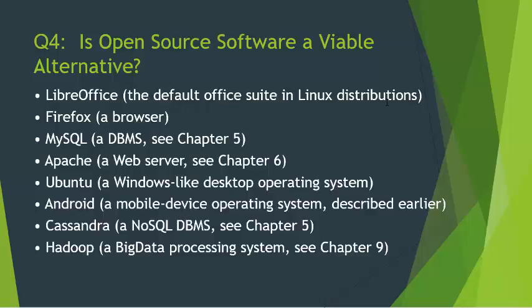Some other open source software: Firefox, a browser, MySQL, Apache, which is web server software. A lot of the industry uses Apache servers for web servers. Ubuntu is a Linux type of operating system. We have Android operating systems, and there are different names for the different versions that they have. If you're running Cassandra, you might need that operating system to run some special database management systems, which we'll talk about in Chapter 5.